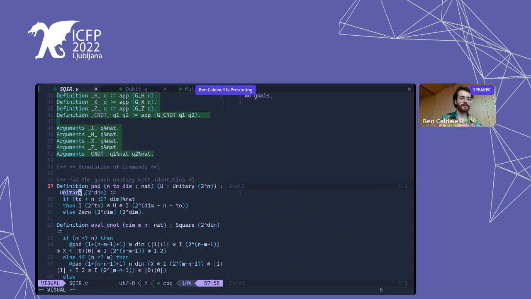And all this does is, well, it looks for the size that it's trying to make, and it says, okay, well, if we're small enough, right, if we're within the dimensions, then pad around me with some identity matrices on either side and place the unitary in the middle. But if you've overspecified, you're saying that this matrix should be operating somewhere outside of the dimensions that we want, then just return a zero matrix, right? Which should just destroy the whole circuit for you.